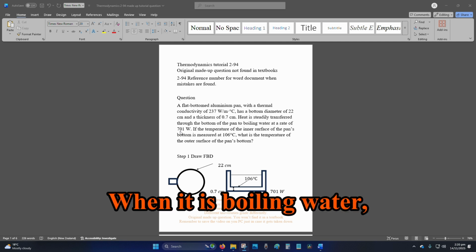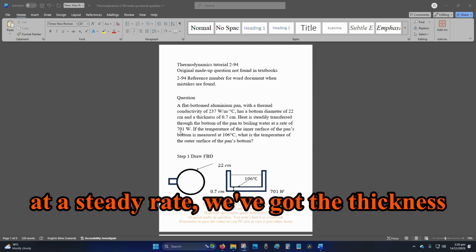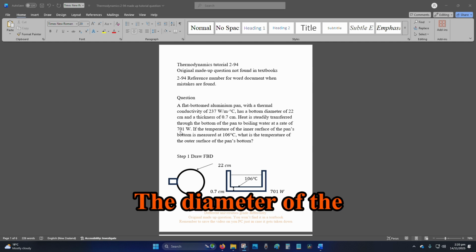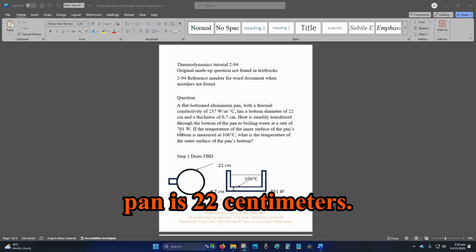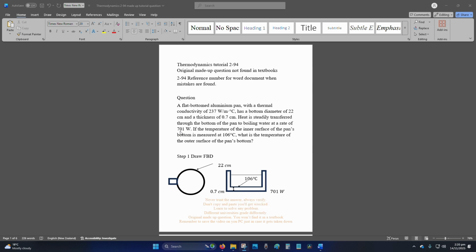when it is boiling water at a steady rate. We've got the thickness of the pan, which is 0.7 centimeters. The diameter of the pan is 22 centimeters, and the thermal conductivity is 237 watts per meter per degree Celsius.